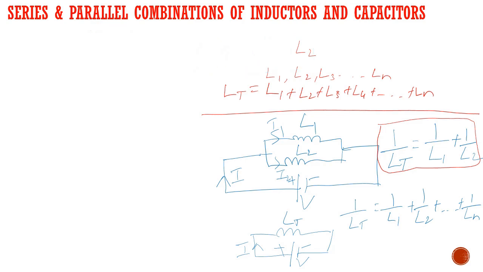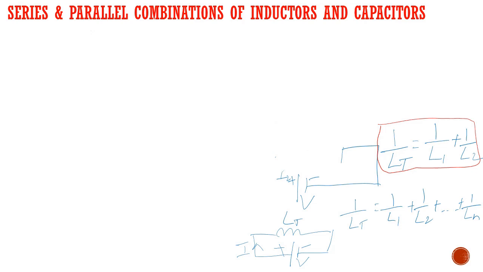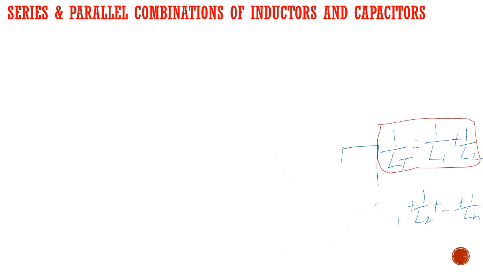Now, capacitors are completely different when compared with inductors and resistors, because inductors and resistors both are one kind, whereas capacitors will be opposite to inductors and resistors. We will see the series and parallel combinations now.